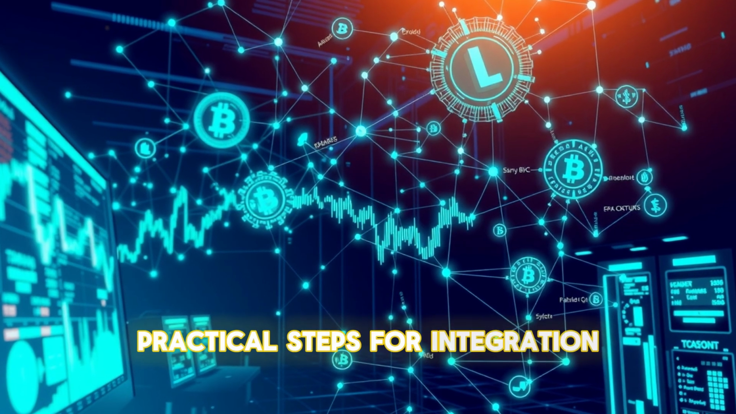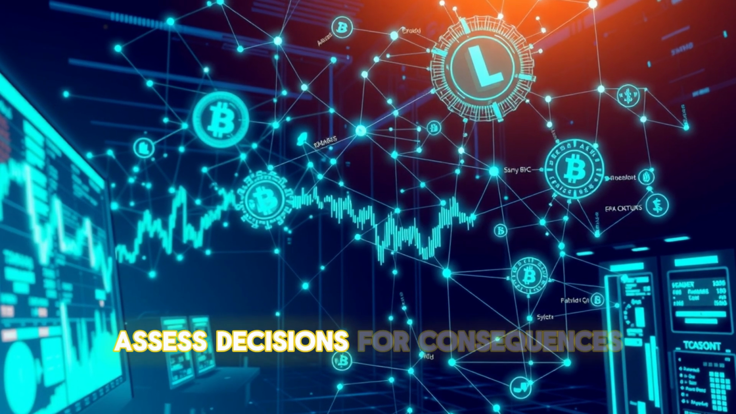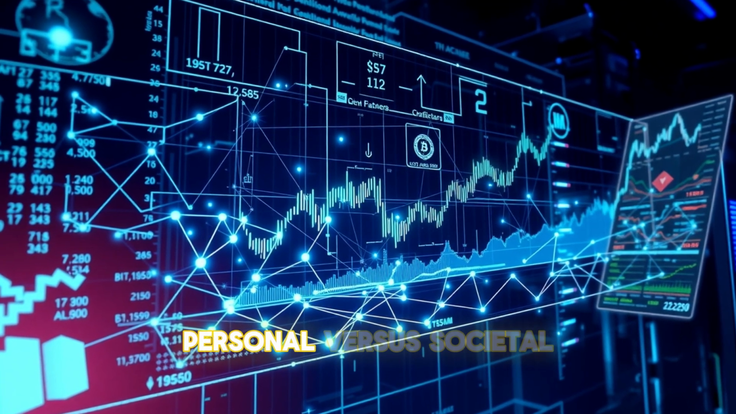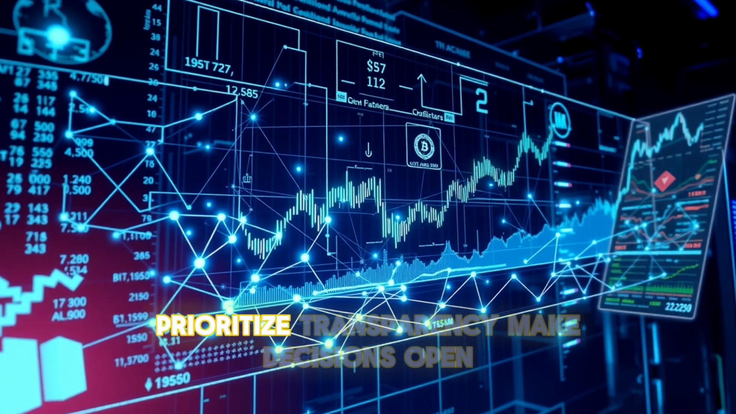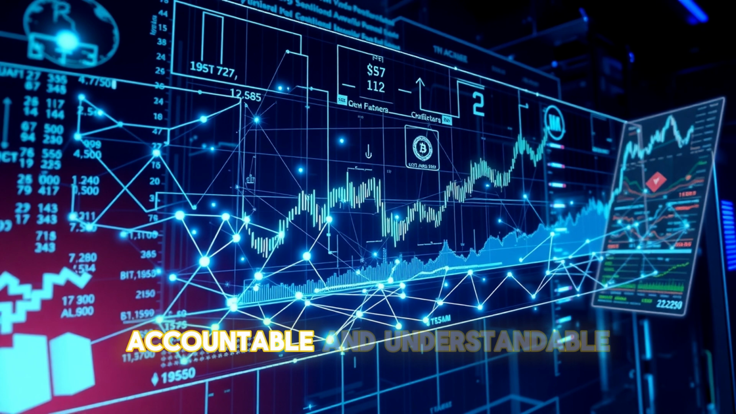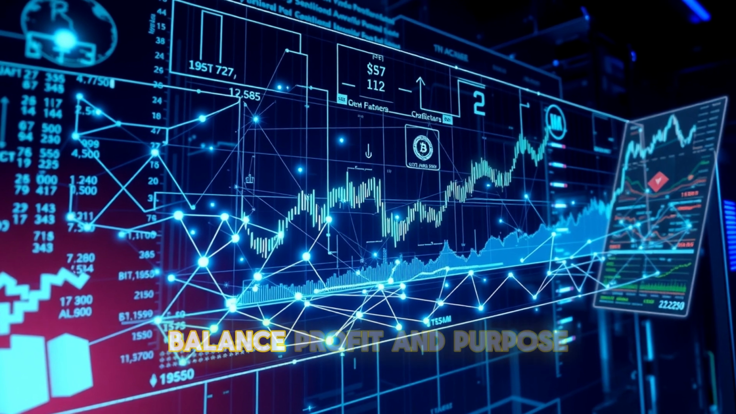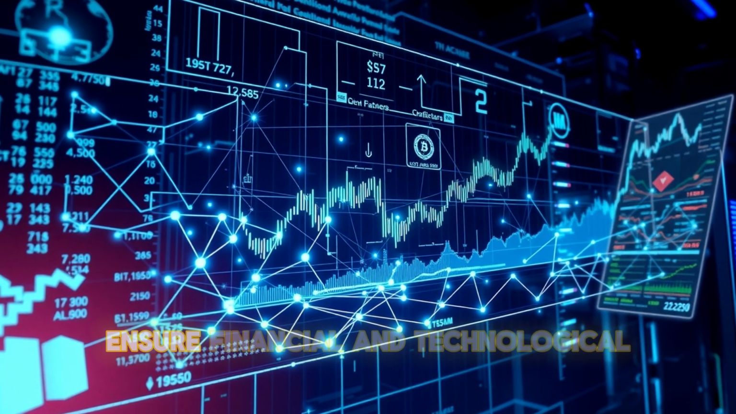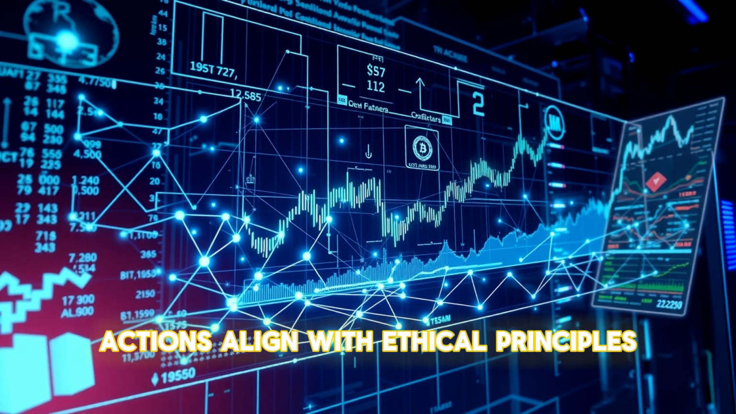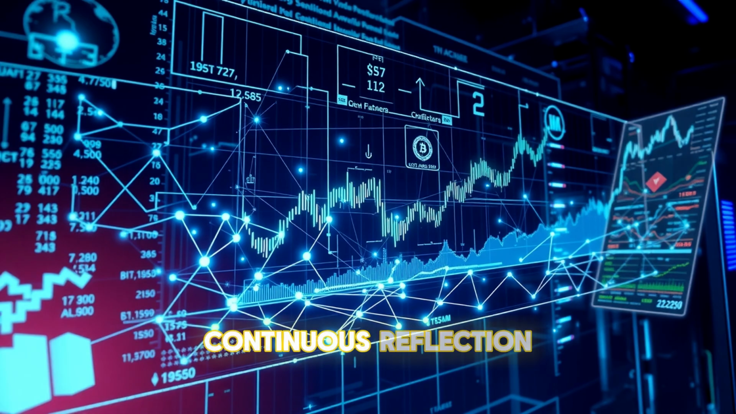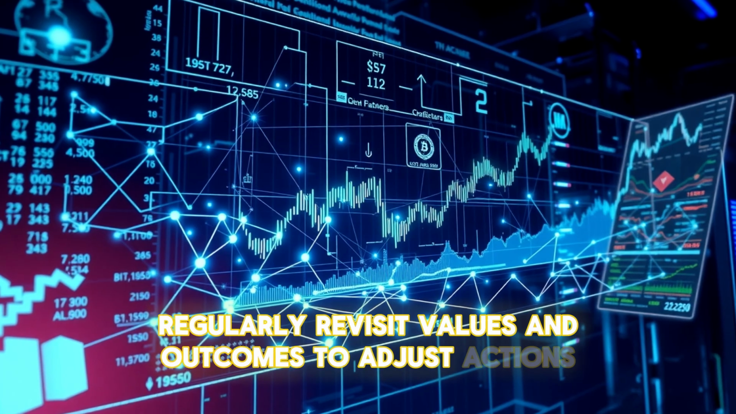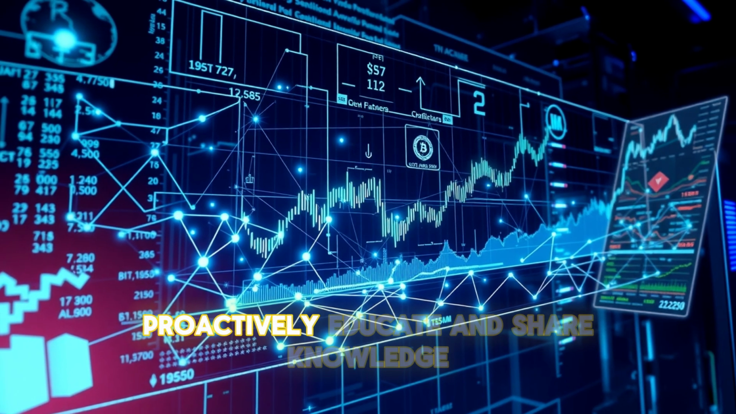Practical steps for integration. Assess decisions for consequences, short-term versus long-term, personal versus societal. Prioritize transparency. Make decisions open, accountable, and understandable. Balance profit and purpose. Ensure financial and technological actions align with ethical principles. Continuous reflection. Regularly revisit values and outcomes to adjust actions proactively.